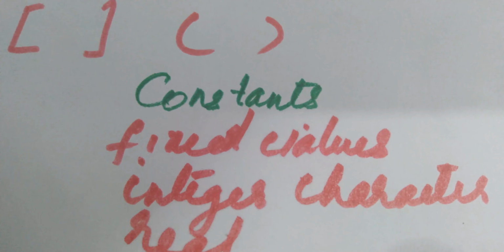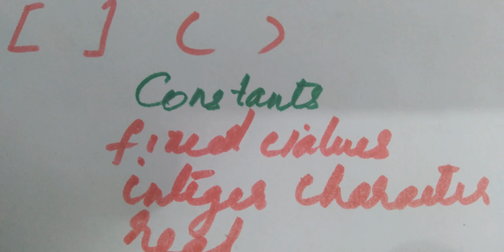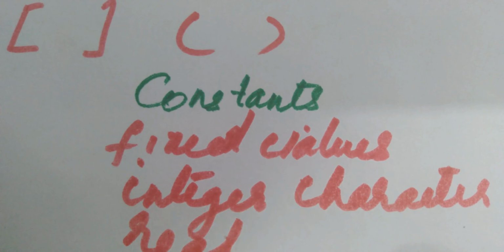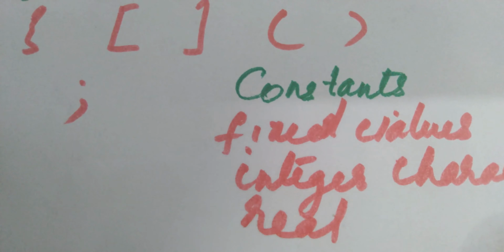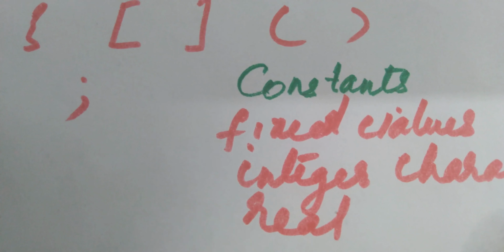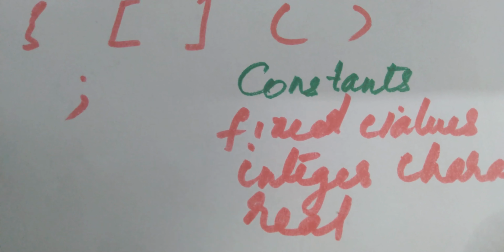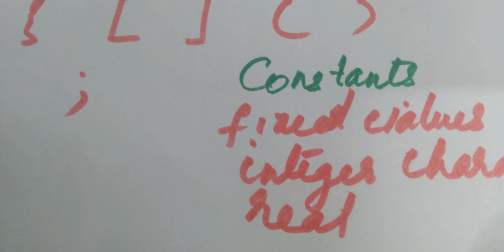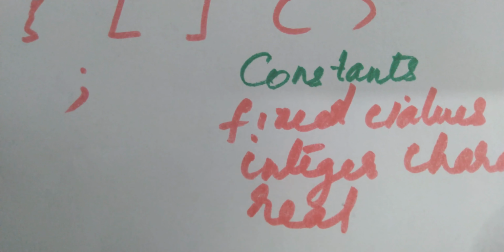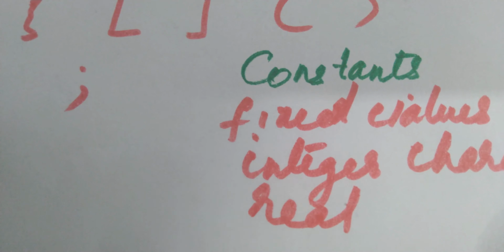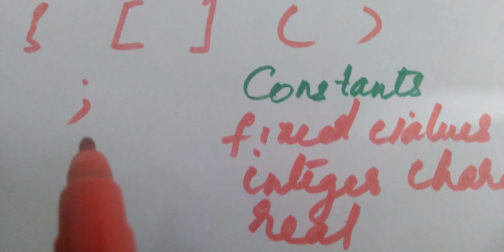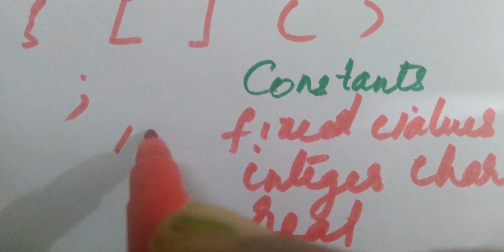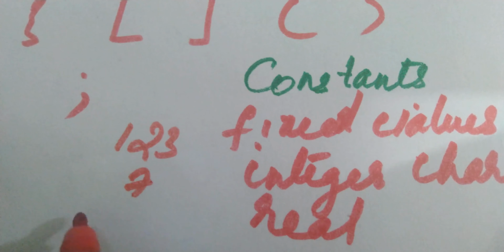So what are integer constants? Integer constants refer to a sequence of digits, and there are three types of integer constants: decimal constants, octal constants, and hexadecimal constants. Examples of integer constants are 123 or 7 or -8, etc.